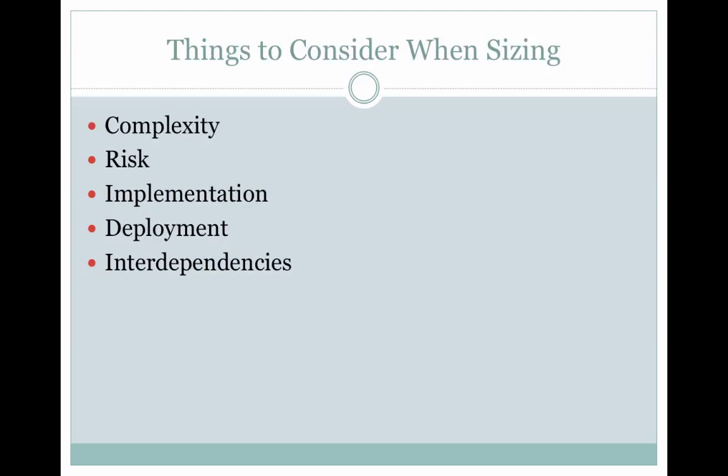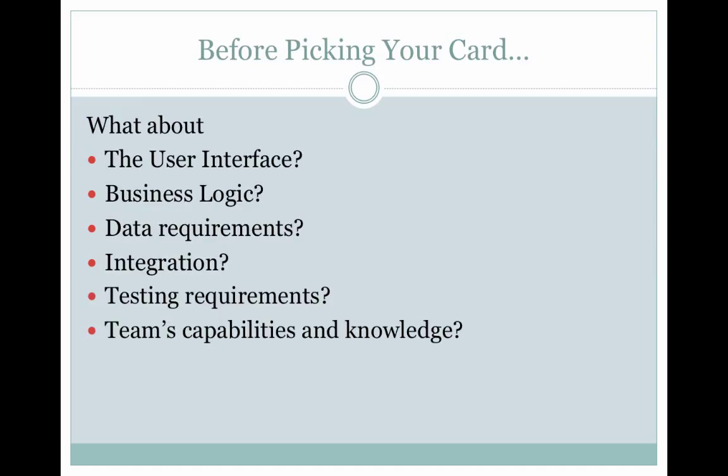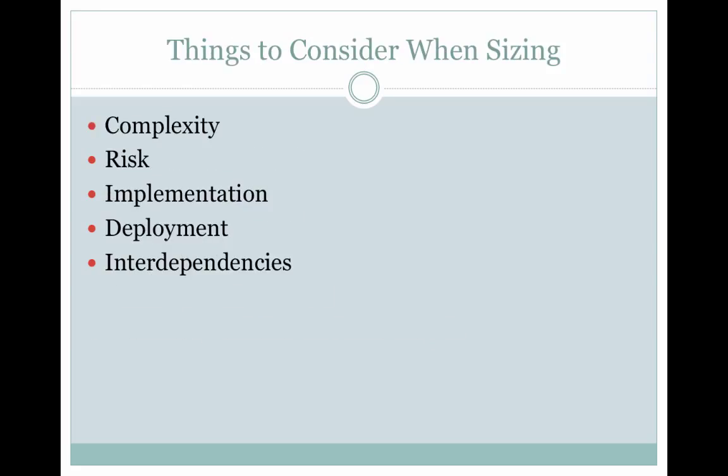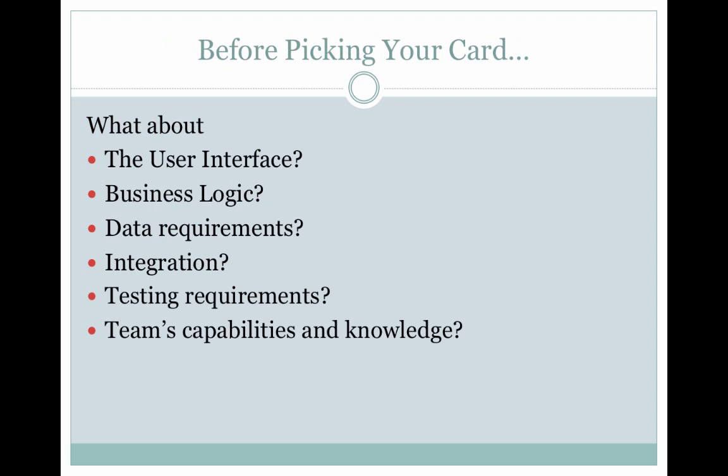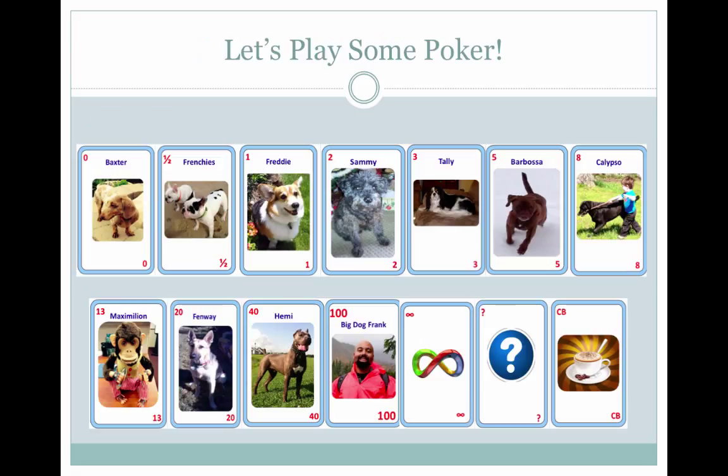And then we'll look at the next one, risk, and go back through user interface, business logic, data requirements, integration. And we'll go through for each one of these, the complexity, risk, implementation, deployment, and interdependencies. We will look individually at each of these items. So let's play some poker.